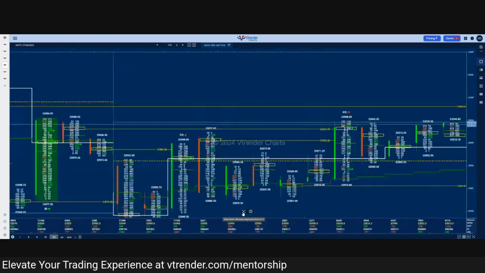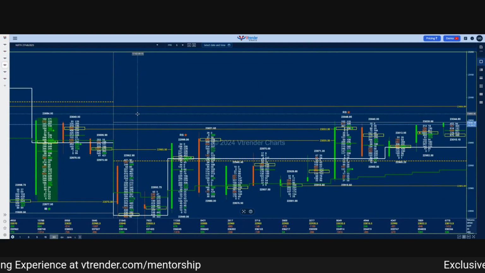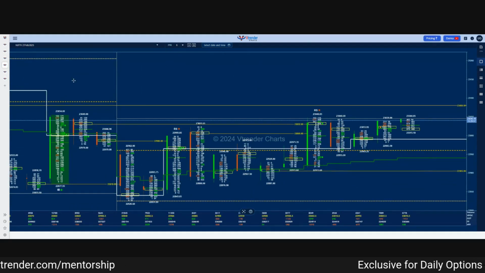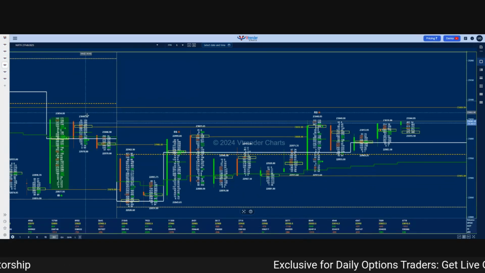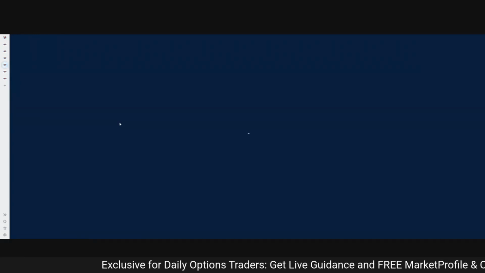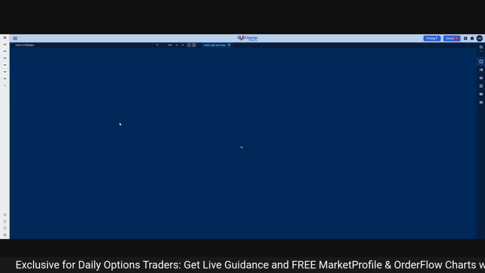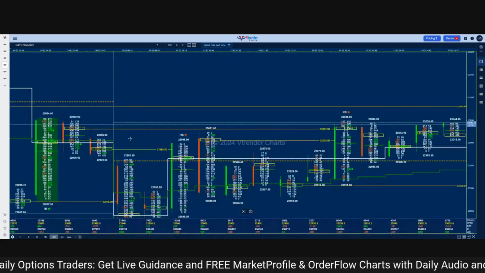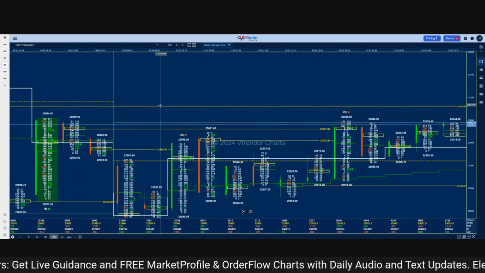I'll just, there is a little alignment issue of the date. I'll just refresh the order flow chart so that we can get a clear view about what happened on Friday and what is happening today.